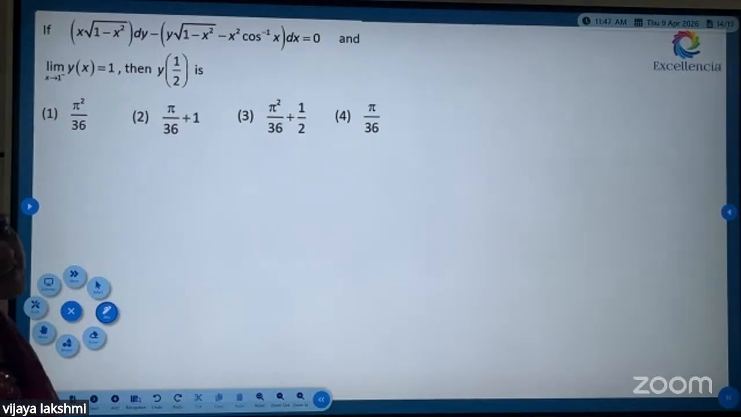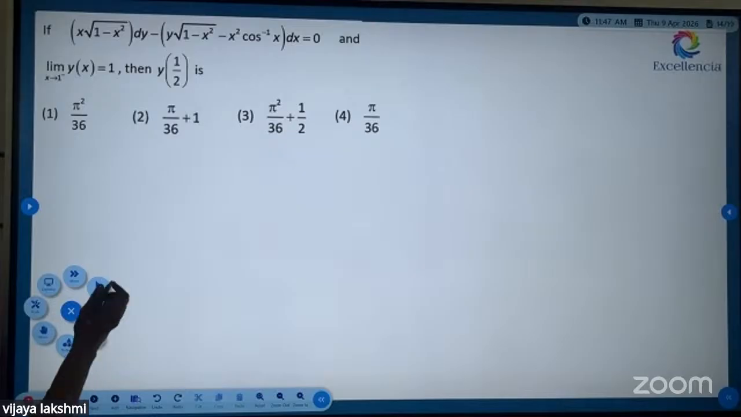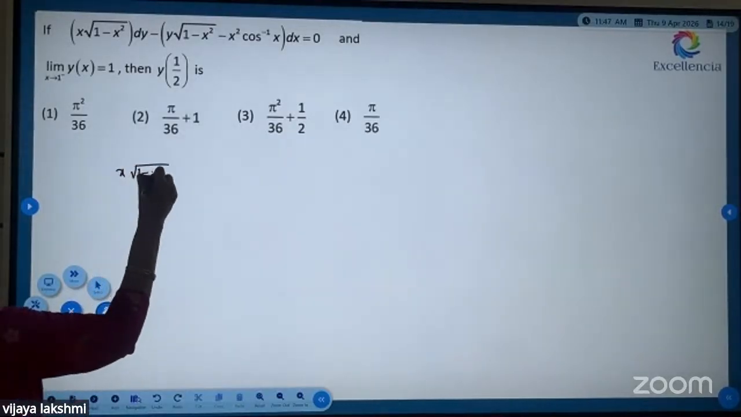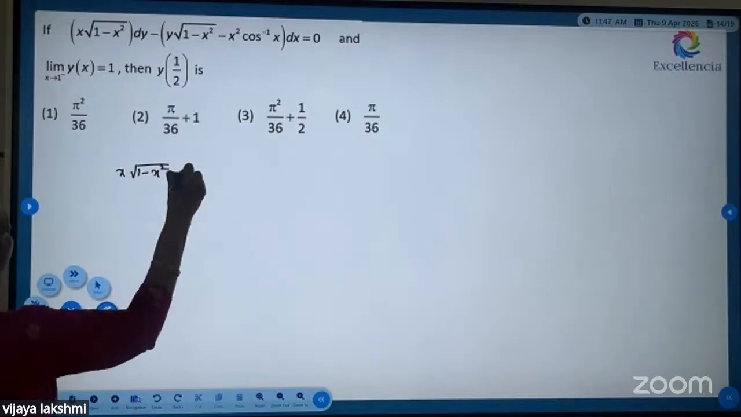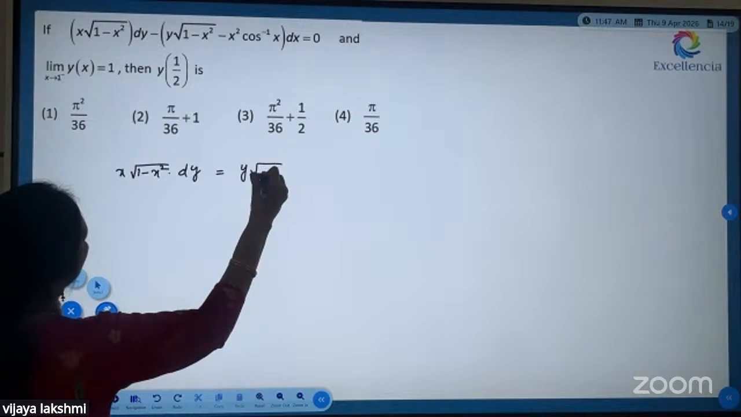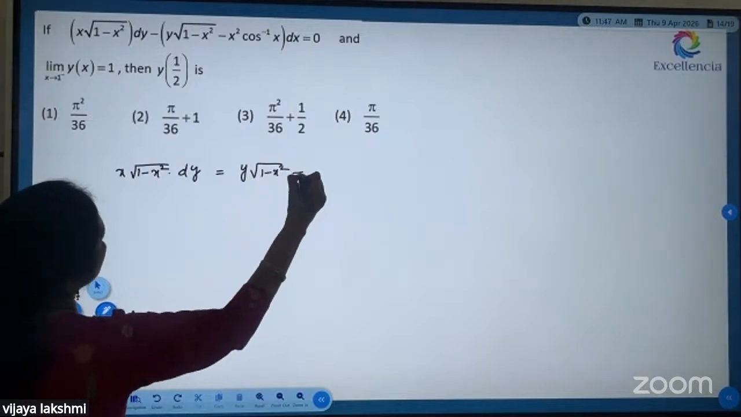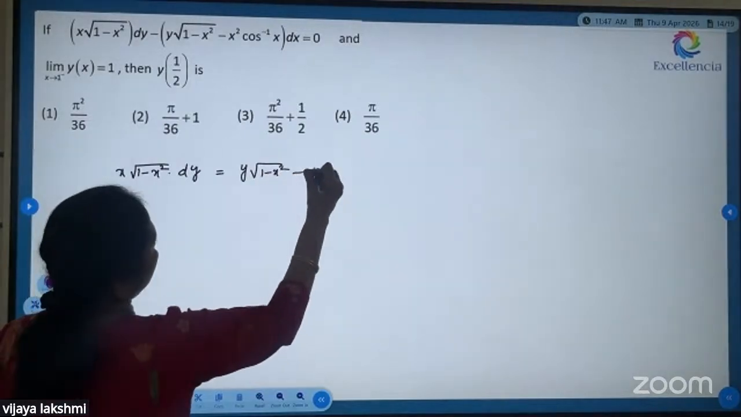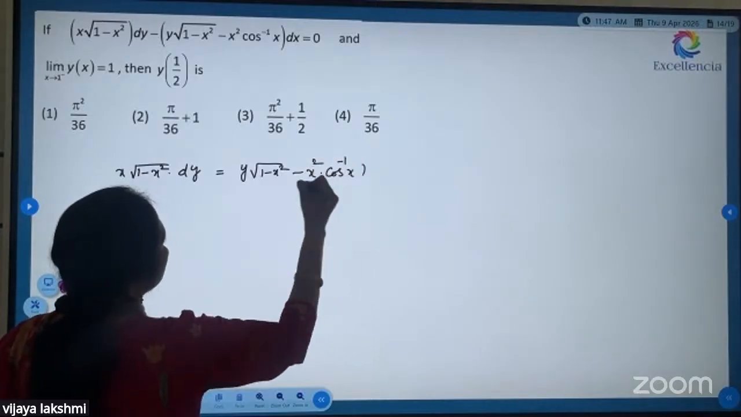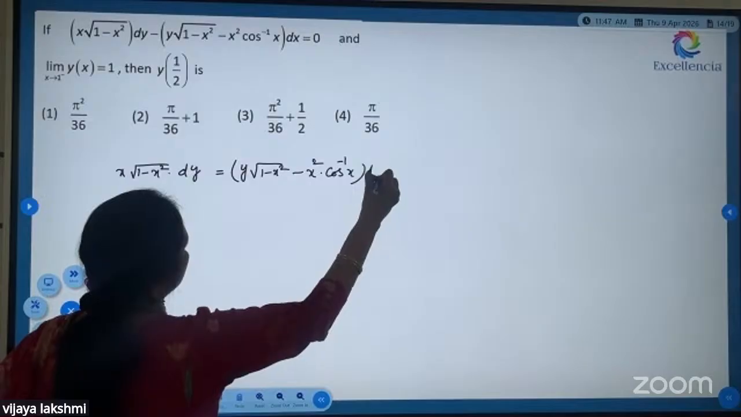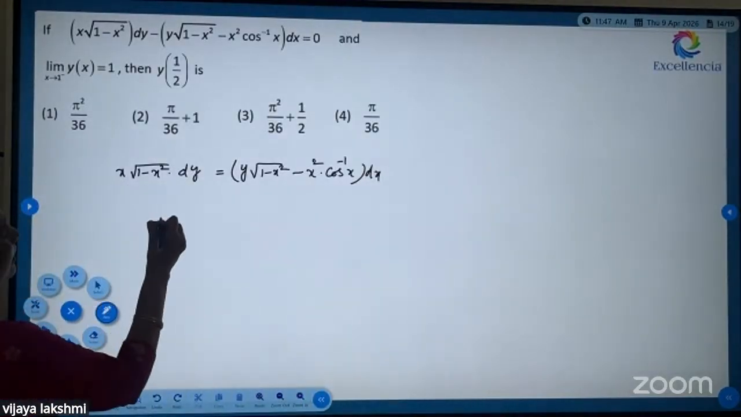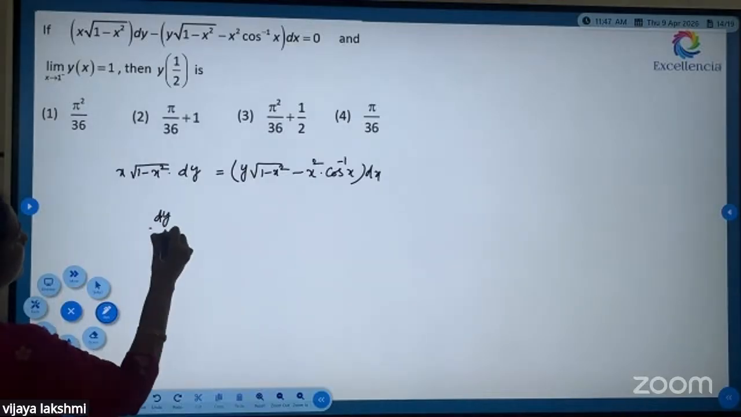And which form is it there? Differential equation. We will write it first: x times square root of 1 minus x squared into 2y is equal to y times square root of 1 minus x squared minus x squared times cos inverse x, and the other side. So I am trying to bring it to the form dy by dx.